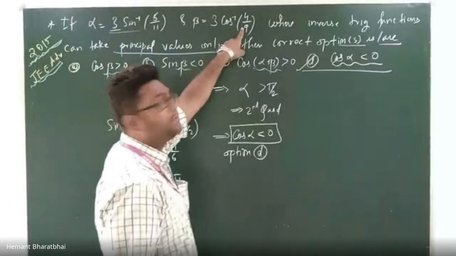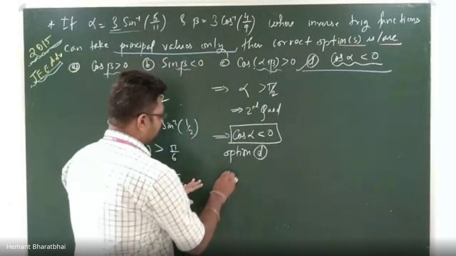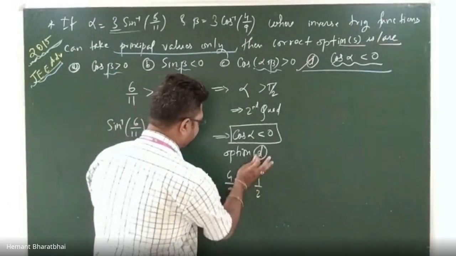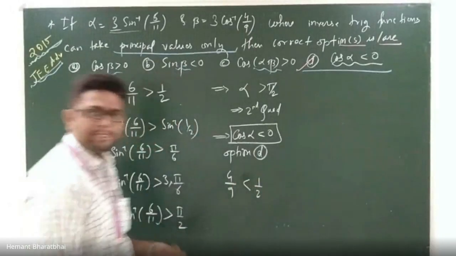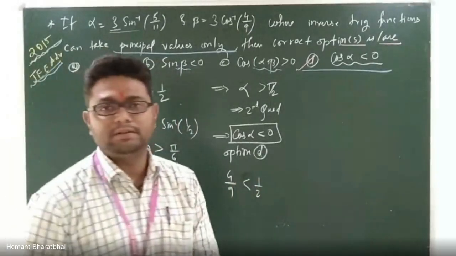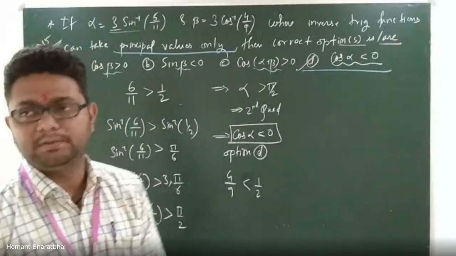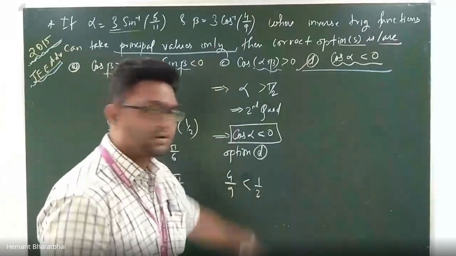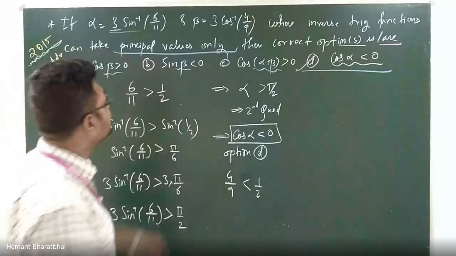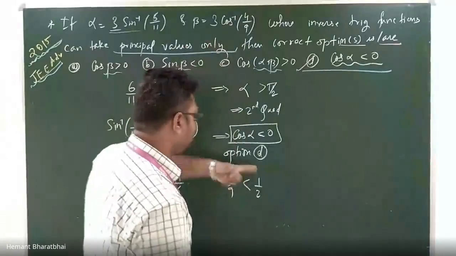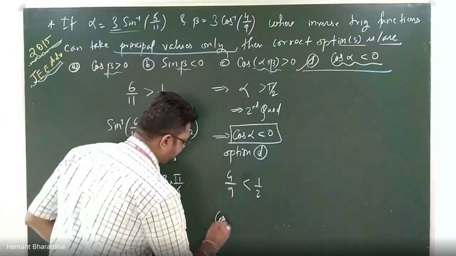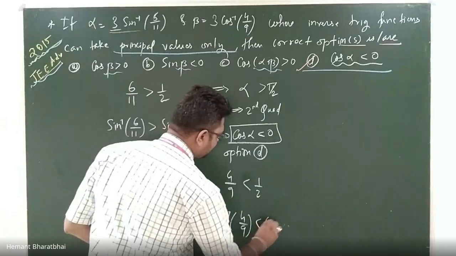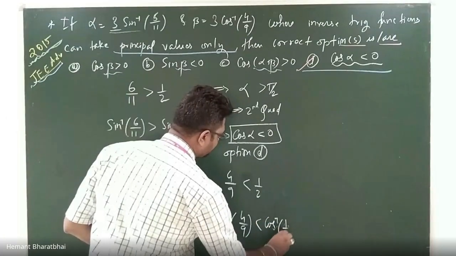So for beta we have over here 4 by 9. So I can write 4 by 9 is less than 1 by 2. Yes or no? 4 divided by 8 will give me 1 by 2. 4 divided by 7 will give me a ratio which is greater than 1 by 2. 4 by 9 is obviously less than 1 by 2. Now what I have over here is cos inverse, so I'll write cos inverse on both the sides. So cos inverse of 4 by 9 is less than cos inverse of 1 by 2.